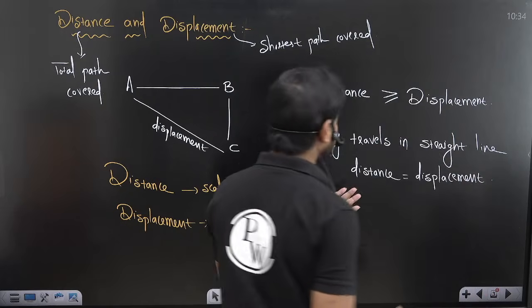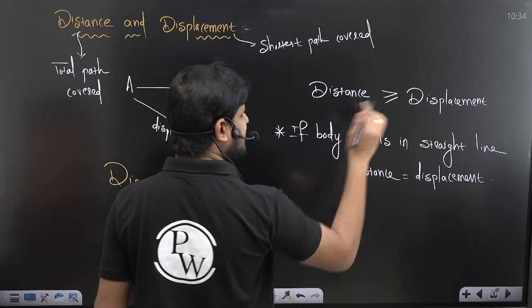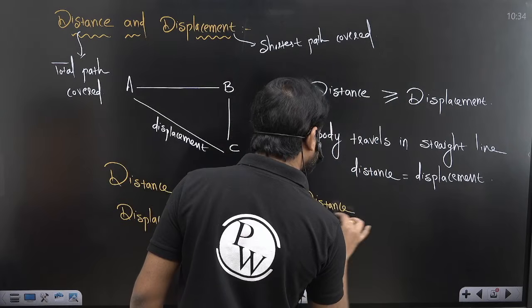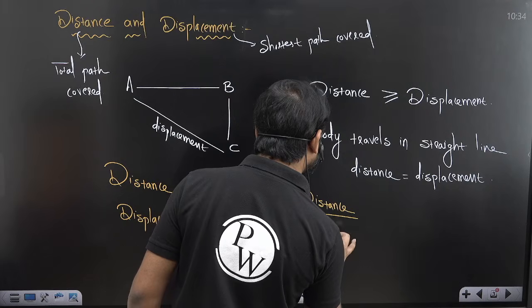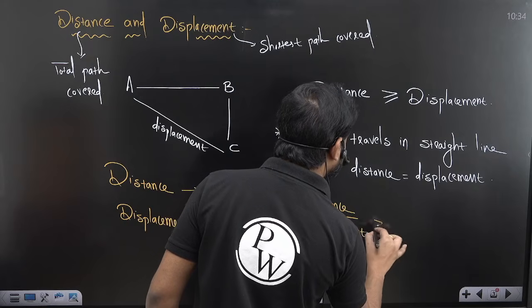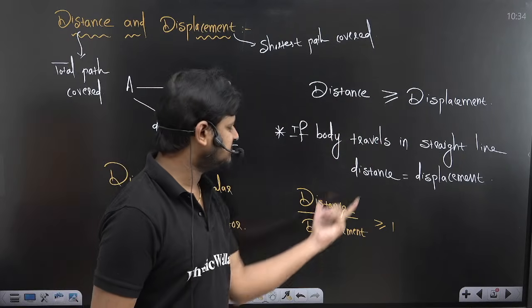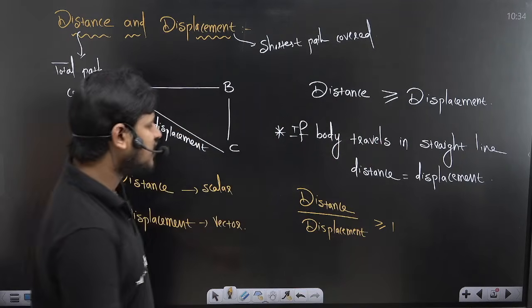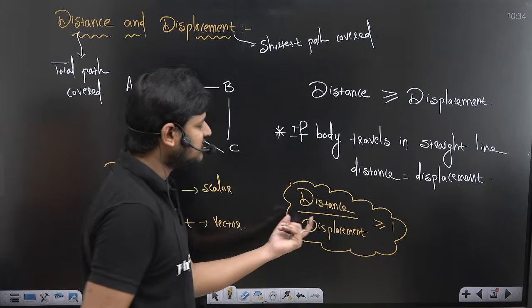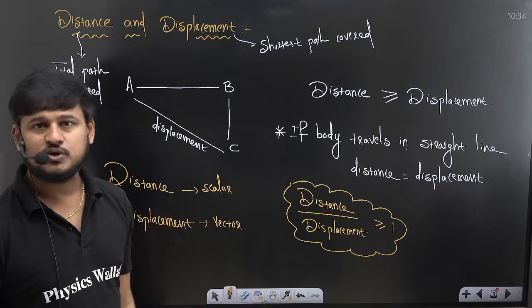This also you know. Sometimes in the questions they'll ask that the numerical ratio of distance to displacement will always be greater than or equal to 1, right? Just bring the displacement to this side: distance by displacement is greater than or equal to 1. Or you can also write the displacement by distance ratio, which is less than or equal to 1. That also you can write, right?